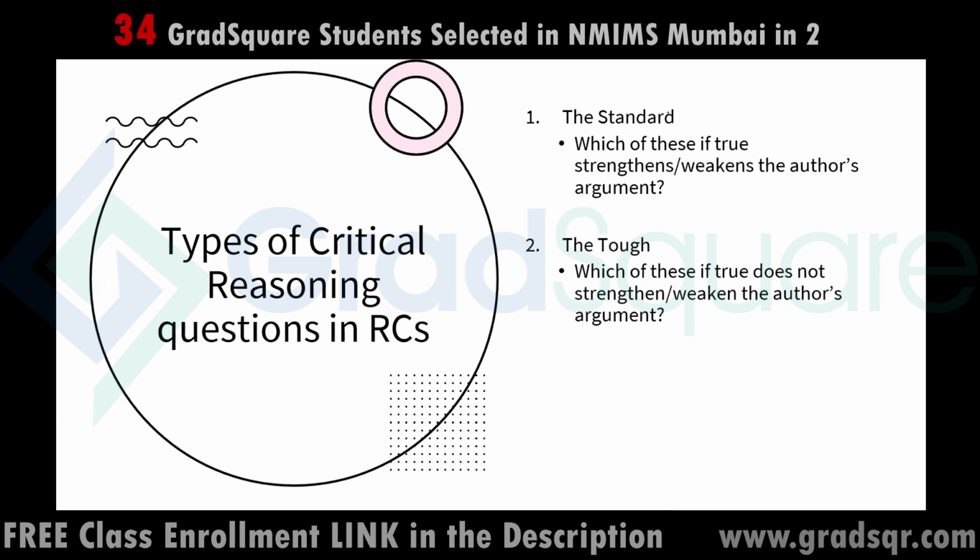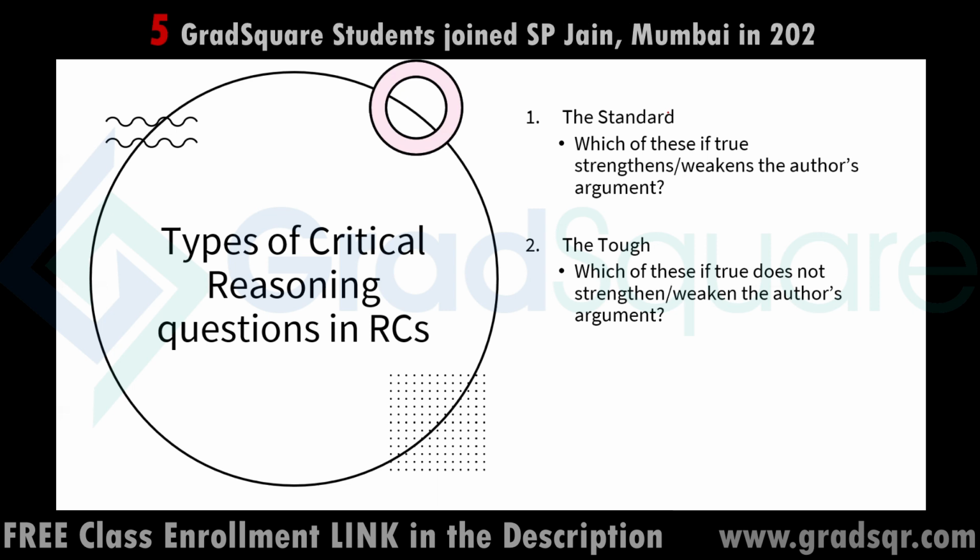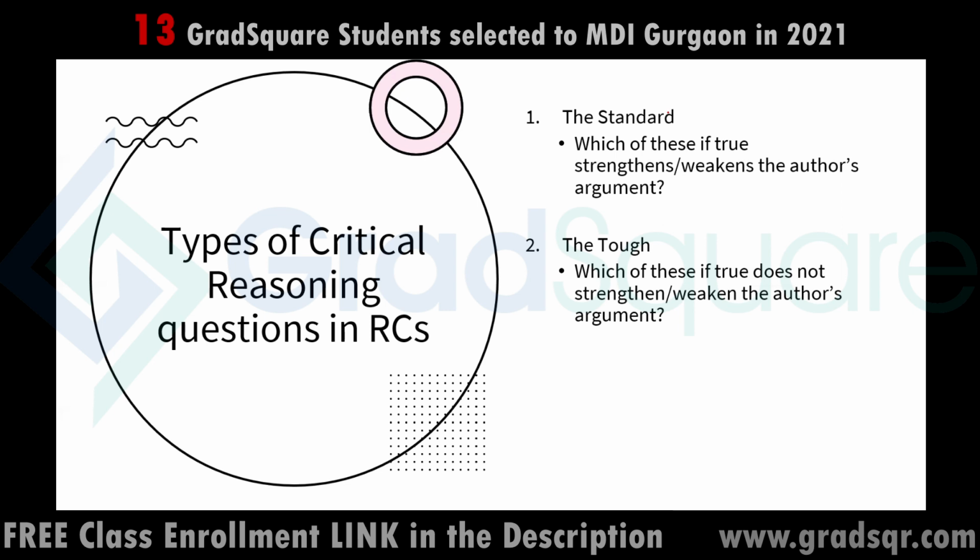The tough ones are going to be phrased like this. It is going to say which of these, if true, does not strengthen or weaken the author's argument. So if the question says which of the following options, if true, does not strengthen the author's argument, then I am not necessarily looking for an option which is weakening the author's argument, but I am actually also looking for options which do nothing to the conclusion reached by the author.